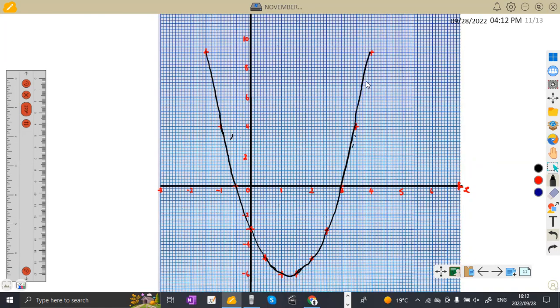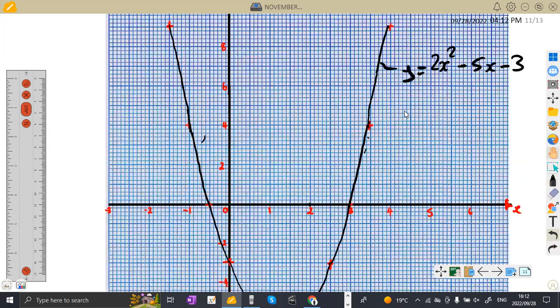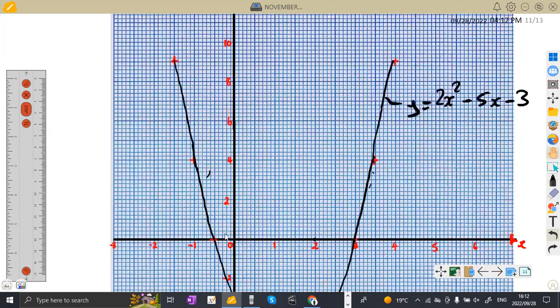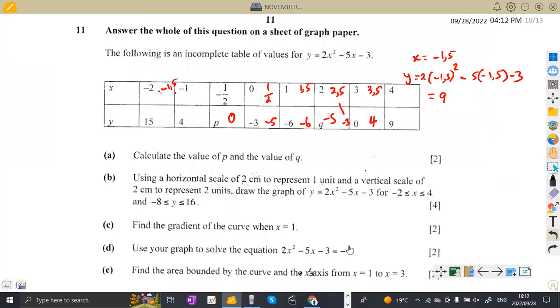So this is the graph of y is equal to 2x squared minus 5x minus 3. So you're going to write the equation 2x squared minus 5x minus 3. All right, so that was the equation of the graph. As you can see, guys, it can be something smoother than this. But anyways, that was our graph here. Everything is there.